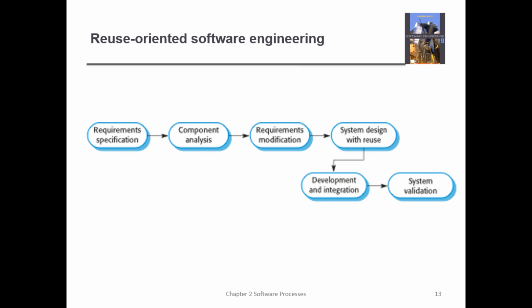That's the diagram. You specify the requirements, not the specifications. After that, you analyze the components that you have gathered, and you test them, or you look at them against the specific requirements to see if these components will work for you. Then you modify the requirements depending on the components that you have obtained. Then you design, and the design has to involve reuse. Whichever component you have, you can use it again. And after that, you do development and integration.